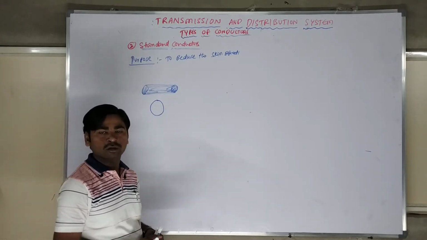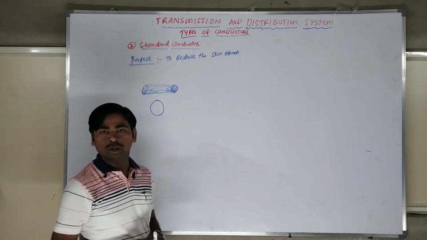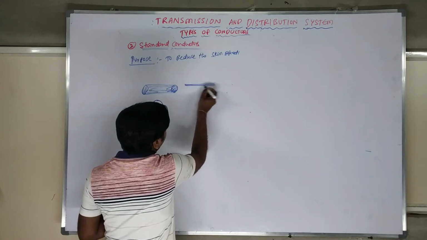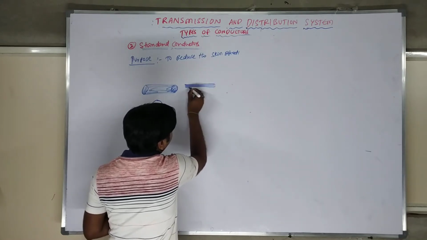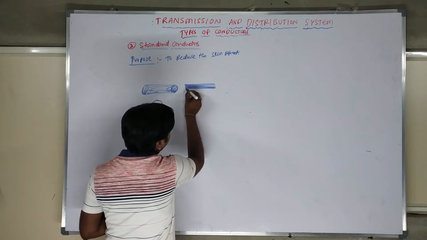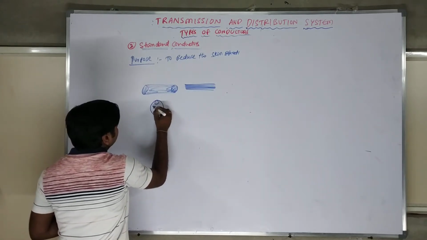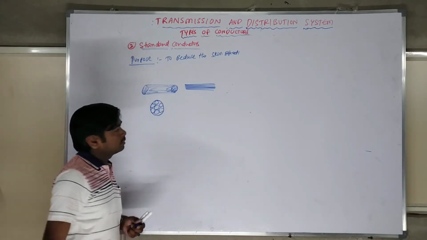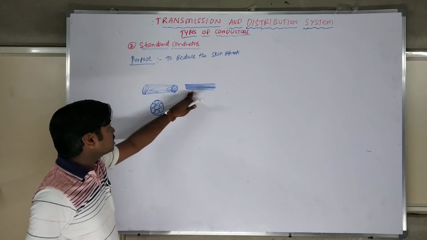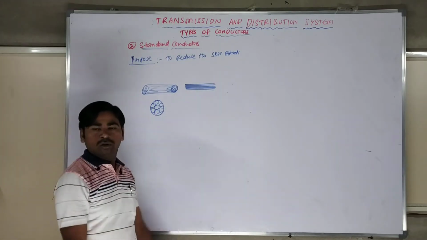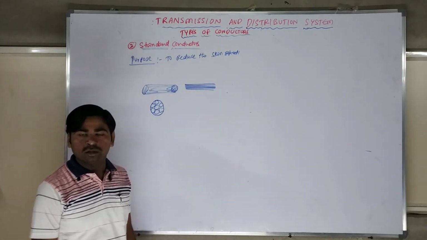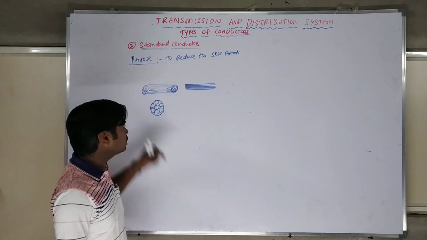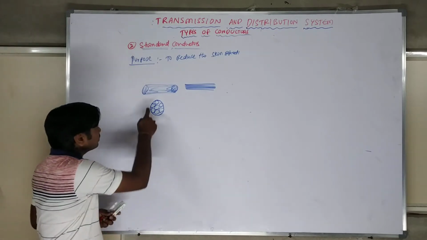This solid piece of conductor we are making into small strands. The complete solid conductor we are making into small strands. These small strands are twisted together to increase the tensile strength and to increase the current carrying capability. So why do we make these small strands?